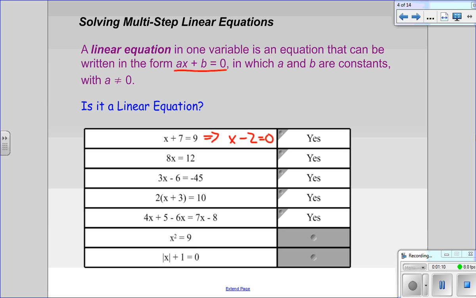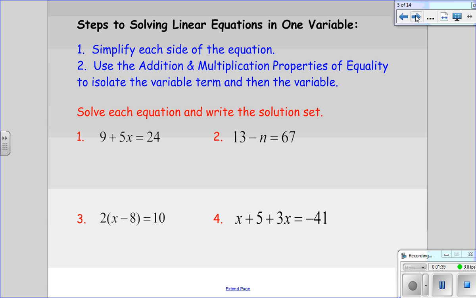Our last two examples, however, are not linear equations. x squared equals 9 is not a linear equation, nor is the absolute value of x plus 1 equal 0, because each one of these cannot be written in the form listed above. For our first 5 examples, which are all linear equations, we use the same equation solving process for all of them. And this is the process.